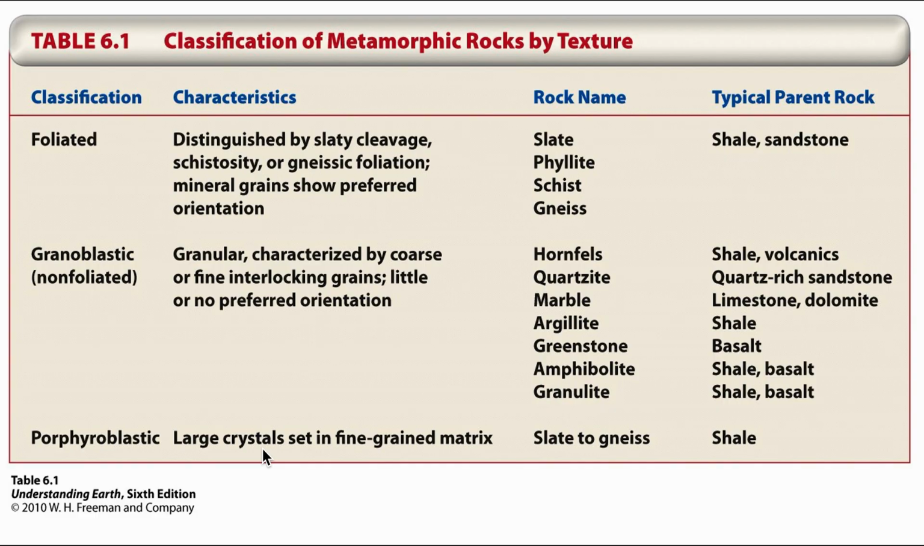Porphyroblastic metamorphic rocks are large crystals set in a fine-grained matrix. These can range from slates to gneisses, and the original parent rock is usually shale. So shale consists of clay minerals that are aluminum-rich. When you bake those aluminum-rich minerals, you get garnets, as one example.